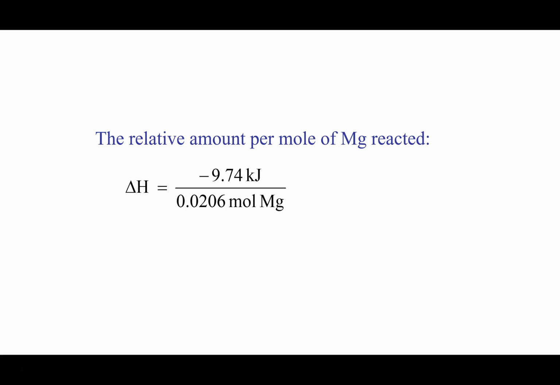3 sig figs, right? So the heat of the reaction, now the normalized value, is negative 473 kilojoules of energy. We have been talking about how heats of reaction are always given for a balanced chemical equation, and this balanced chemical equation has 1 mole of magnesium. So it's perfect.